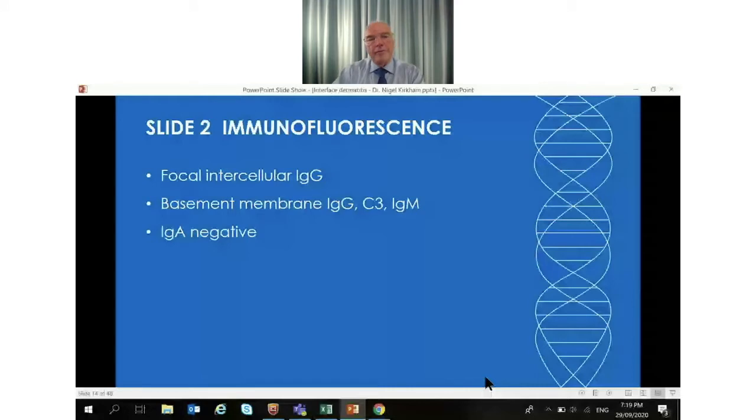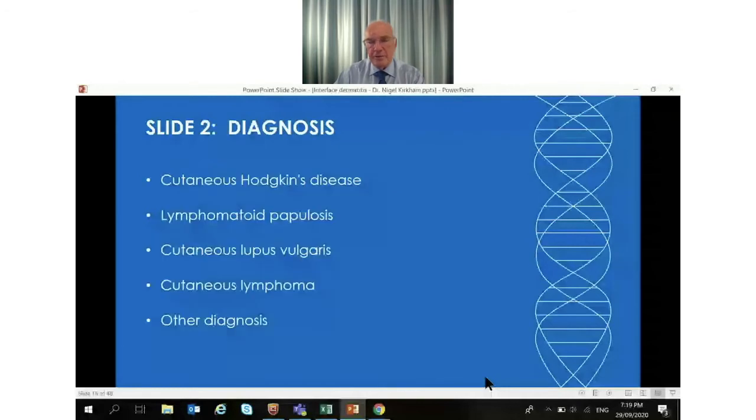Immunofluorescence was done on frozen sections of a separate biopsy, and this found some focal intercellular IgG, as well as some IgG and C3 and IgM in the basement membrane, with IgA negative. Thank you to Dr. Reen for that information.